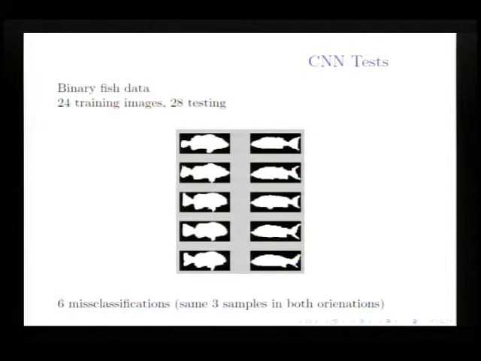And using it on actual fish data also worked very well. These are some of the images from my testing set. On the left are E. morio, and on the right are other fish species. And so there were 28 testing images. It's actually 14 images flipped horizontally. And it only misclassified 3 of the samples.